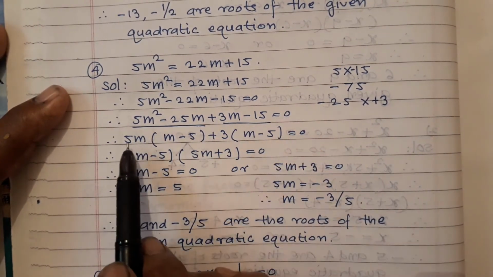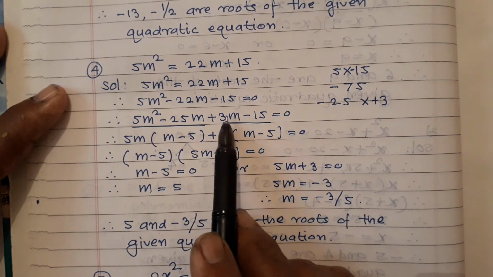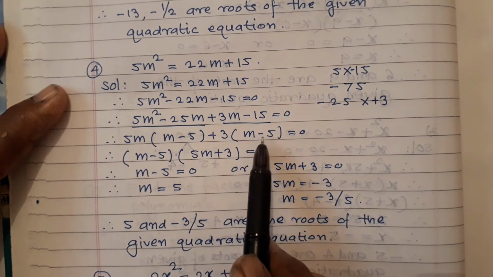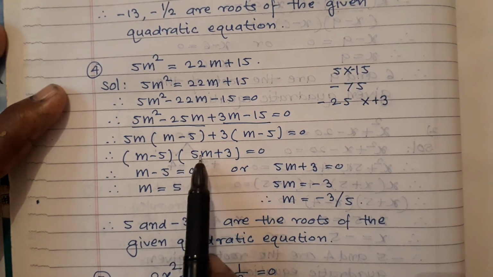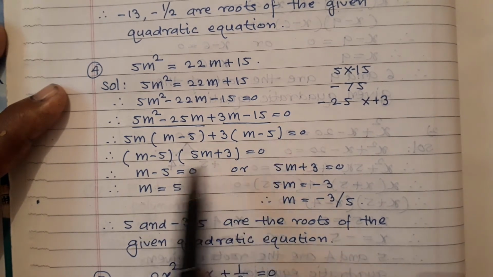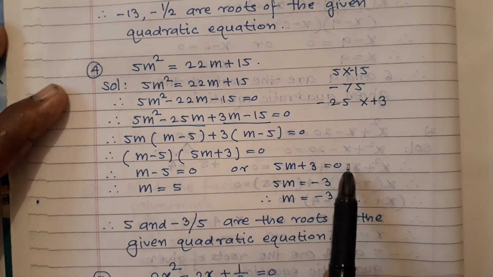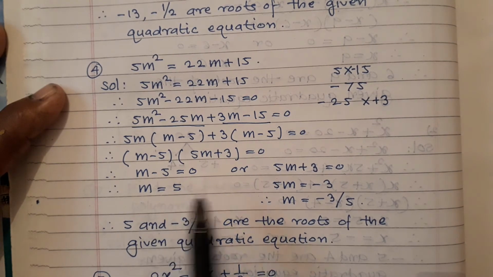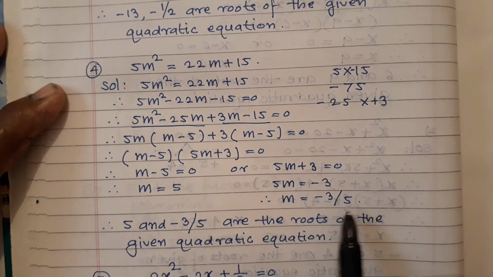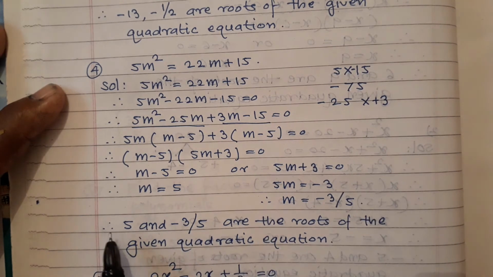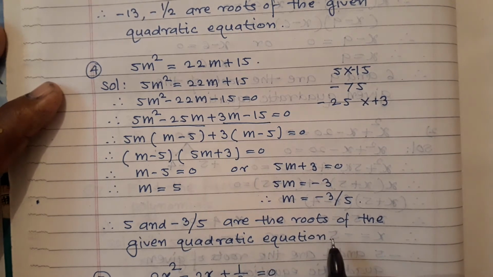Now make two groups. So here you take 5m common, into bracket m minus 5, plus here you take 3 common, into bracket m minus 5 is equal to 0, and therefore m minus 5 and in the second bracket 5m plus 3 is equal to 0, and therefore m minus 5 is equal to 0 or 5m plus 3 is equal to 0, and therefore m is equal to 5 or 5m is equal to minus 3, therefore m is equal to minus 3 upon 5, and hence 5 and minus 3 upon 5 are the roots of the given quadratic equation.